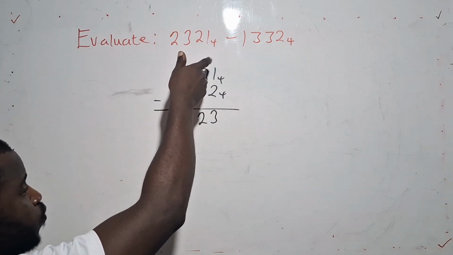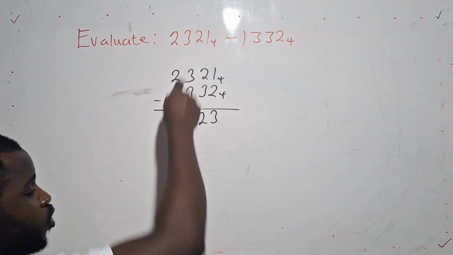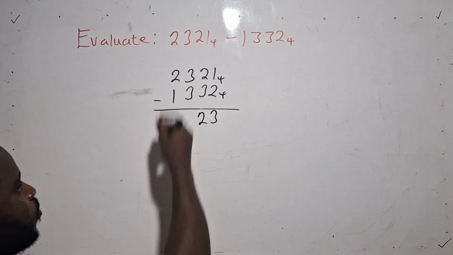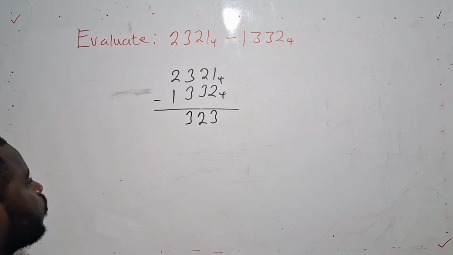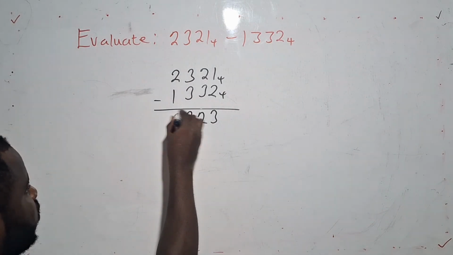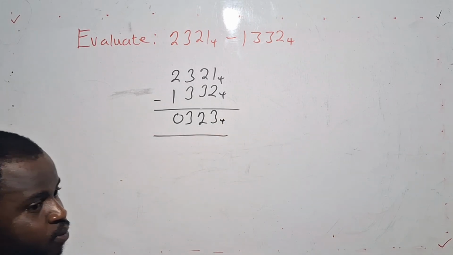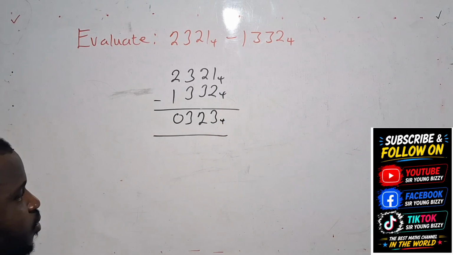We can't subtract 3 from 2. So we borrow 1 from here, which is 4. 4 to the 2 will be 6. And 3 from the 6 will also give us 3. Now we borrowed 1 here. Here has left with 1. 1 from 1 is what? 0. The answer in base 4. Simple as that. Yes.